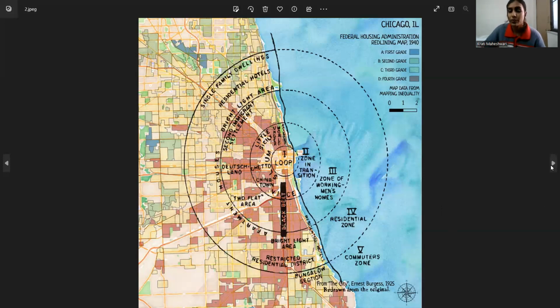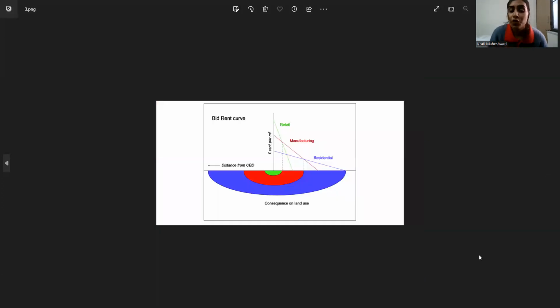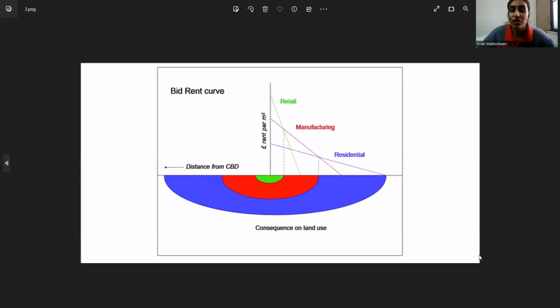Okay. So due to the concentric city model, as a consequence of land use, the bid rent curve was also evolved. As I have been talking about the rent as well as commute in the cities, we also find that as we move away from the central business district, the rent for the land or the housing would be less.